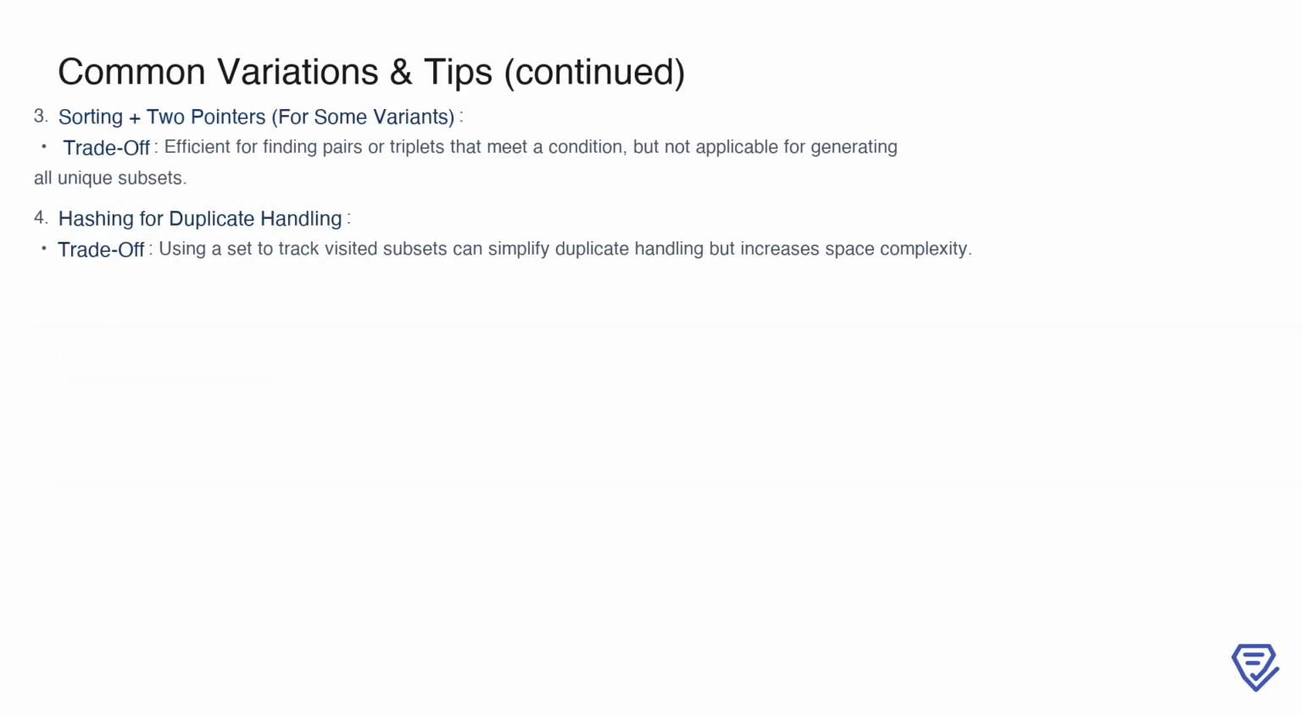Some variants of the combination sum problem benefit from specialized techniques. For instance, sorting combined with a two-pointers approach can be highly efficient for finding pairs or triplets that meet a specific condition, though this method isn't applicable for generating all unique subsets. Another useful technique is hashing, where you can use a set to track visited subsets. This simplifies the handling of duplicates by ensuring that each subset is added only once. However, hashing increases space complexity, so it's important to consider whether the trade-off is worth it for your specific problem.